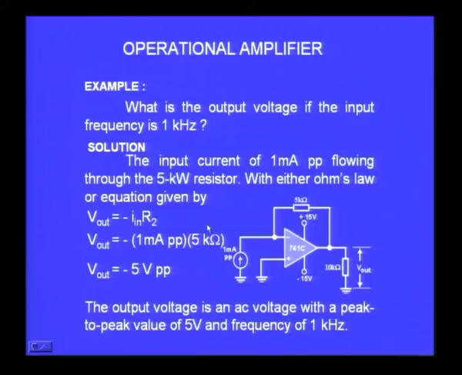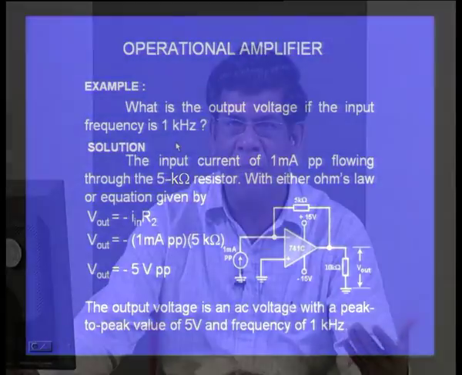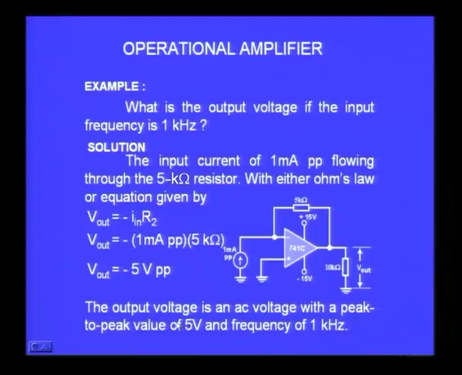What is the output voltage if the input frequency is 1 kilohertz? So even though we have not discussed that the input can be an AC, you can realize because it is an amplifier it should have a finite bandwidth, and therefore you can apply not necessarily DC current but AC currents also. So what is the output voltage if the frequency of the input is 1 kilohertz? You are applying 1 milliampere peak to peak sinusoidal current value, and that is connected here.